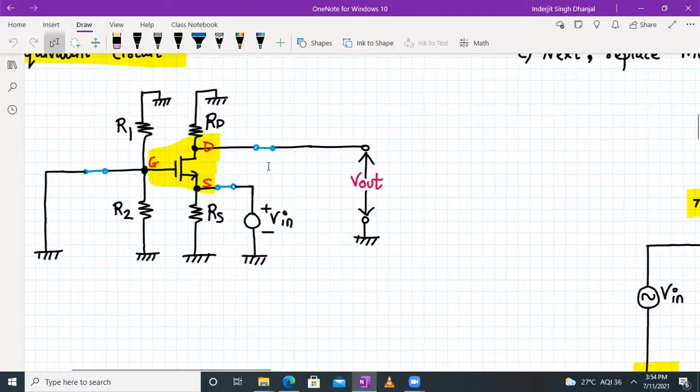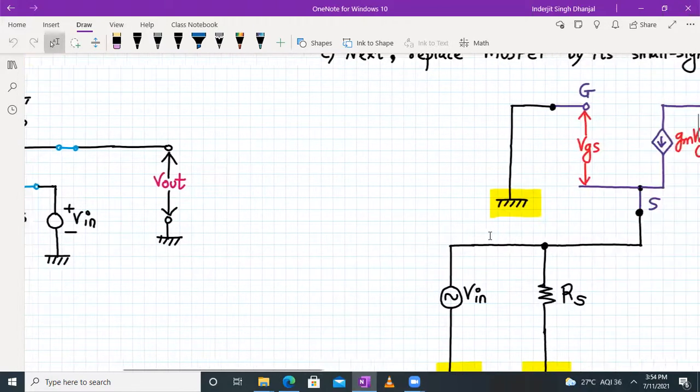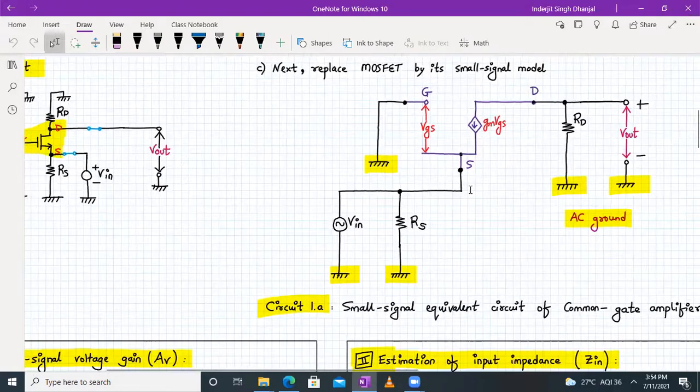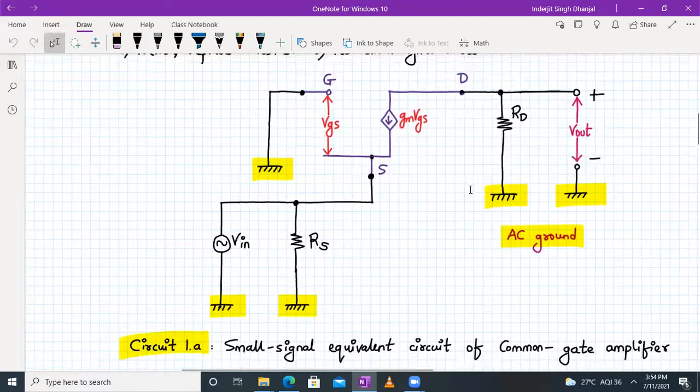Now let's look into the source terminal. From the source terminal, we have a resistor RS connected to the ground, and in parallel, we have an AC voltage source Vin. So this entire circuit, if you see together, becomes the small signal equivalent circuit for a common gate amplifier. Now let's use this small signal equivalent circuit and find out the expressions for the voltage gain, input impedance, and the output impedance.